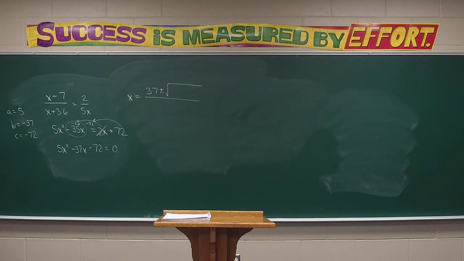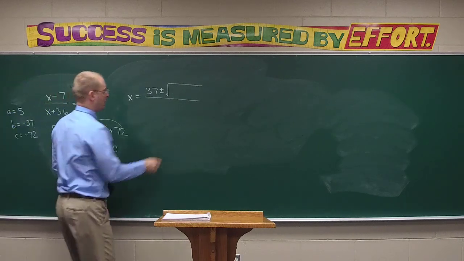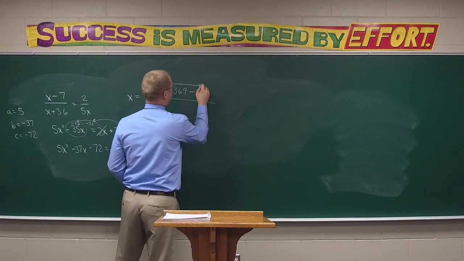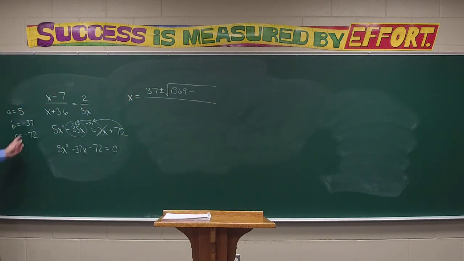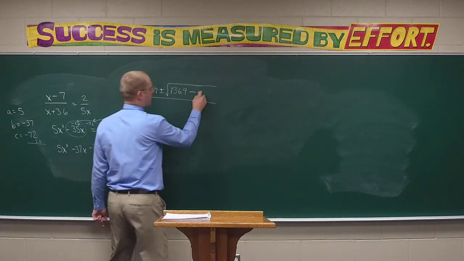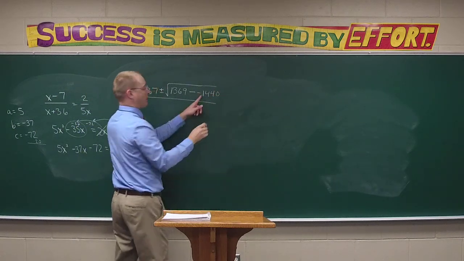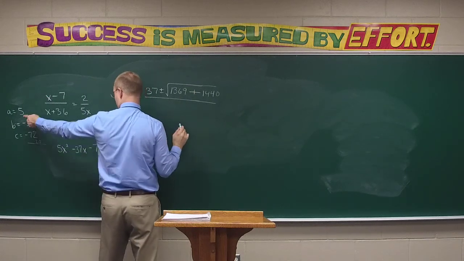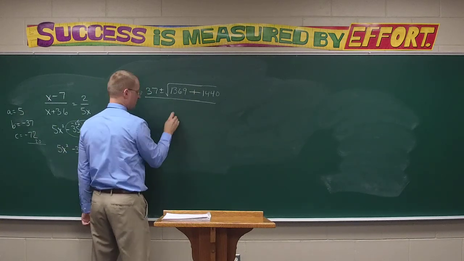What is 37 squared, anyone? 1369, I heard. Okay, minus, and I'm going to do the 4ac. Now, it's going to come out to a negative, actually. 4 times a, of course, 5, and then 20 times the negative 72. 1440. Negative 1440, but because it's a negative 1440, I'm subtracting. That really becomes a positive, all over 2a. 10. Not bad at all.